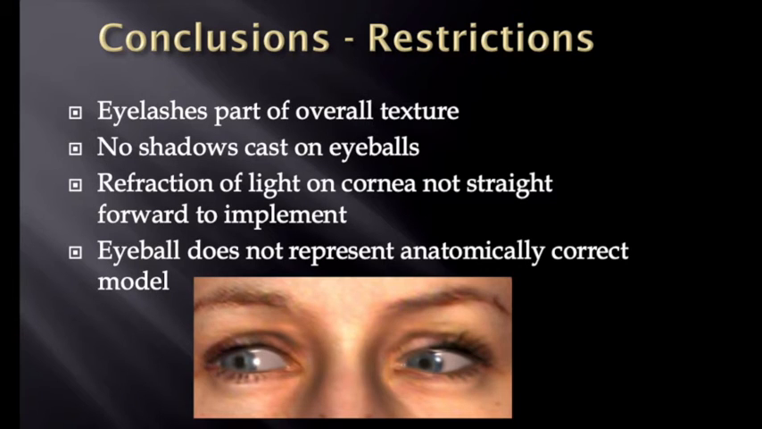So to conclude, some restrictions here. What we didn't add yet were the eyelashes, as they were part of the overall texture. They're kind of burned into the texture. Therefore, and also what we do have is shadows from the eyelashes, obviously, or otherwise on these eyeballs, which of course would be interesting. Then there are certain types of reflections with respect to the lens, which are not as straightforward to implement, of course. And again, as I've mentioned, the eyeball is really approximated by a sphere, so it does not really represent yet an anatomically correct model.